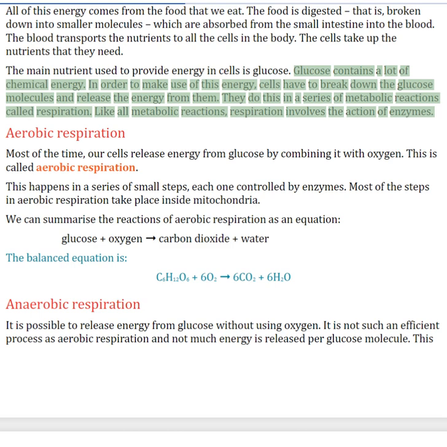In order to make use of this energy, cells have to break down the glucose molecules and release the energy from them. They do this in a series of metabolic reactions called respiration. Like all metabolic reactions, respiration involves the action of enzymes.